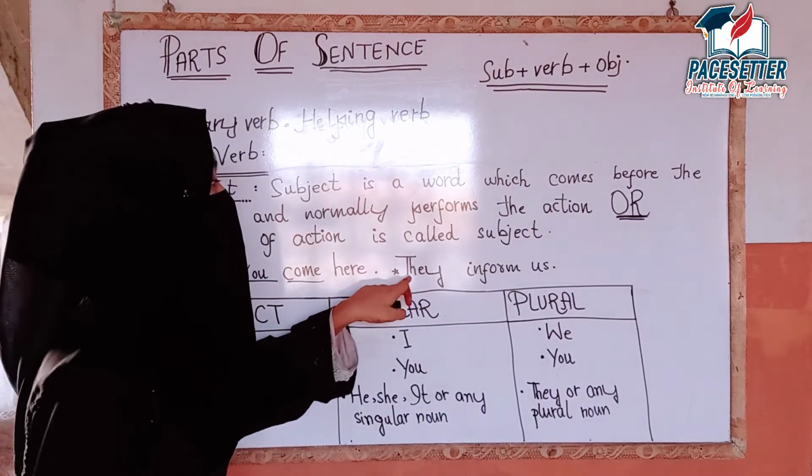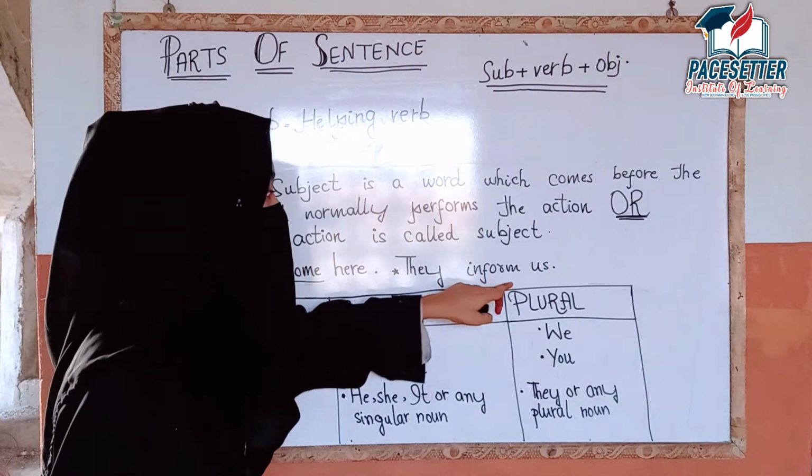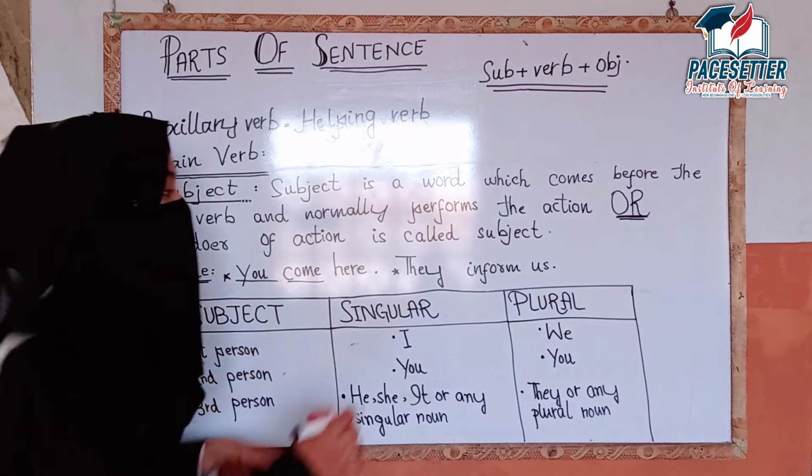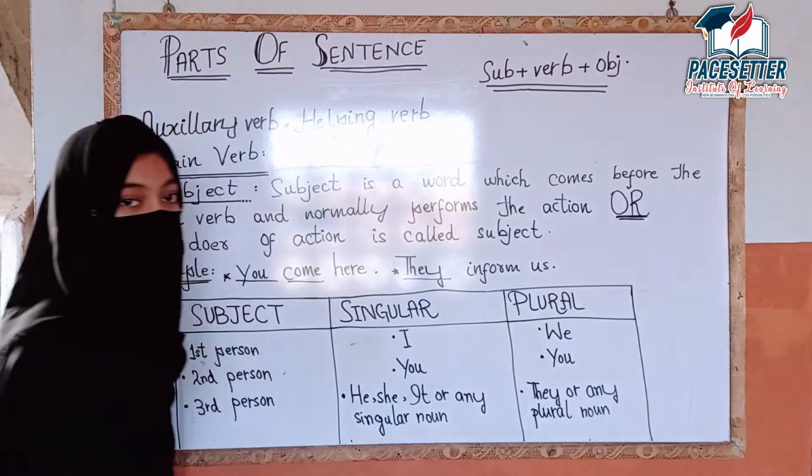Second example is: there, they inform us. Information is a verb and it is done by they. So in this sentence, they is subject.